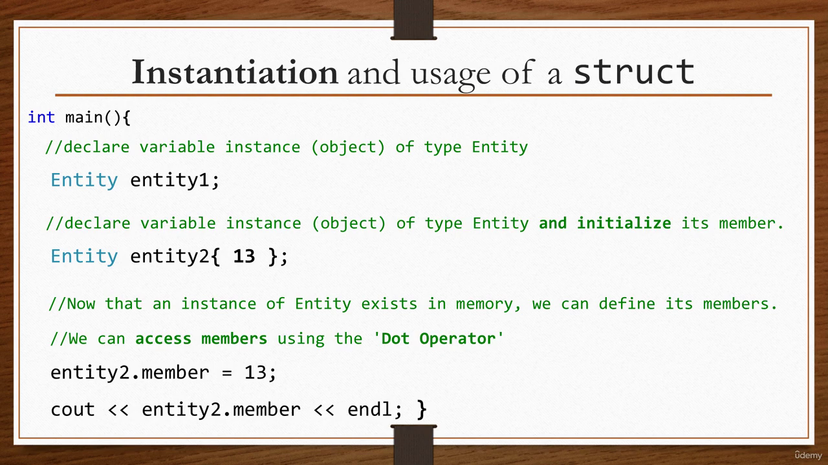So now that the instance of entity exists in memory, we can define its members, and we can also access the members using the dot operator. In the following examples at the bottom of the slide, we can do entity2 dot member, and that is how we access that member within the entity, and then we can assign 13 to that member using the assignment operator. Similarly, if we want to print it out, we can do cout entity2 dot member stream insertion operator followed by endl, and that will print out the value that is stored within that member associated with our particular instance, in this case entity2.